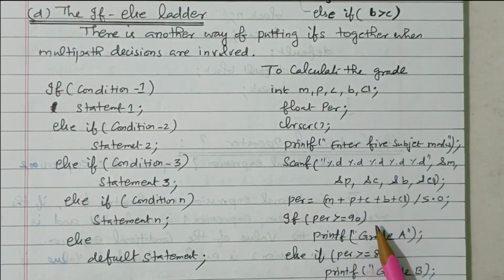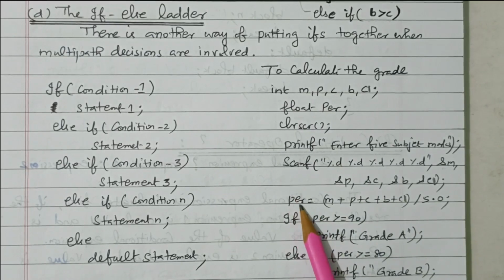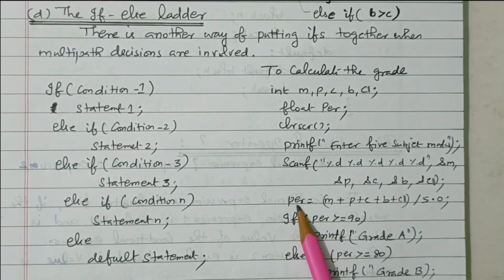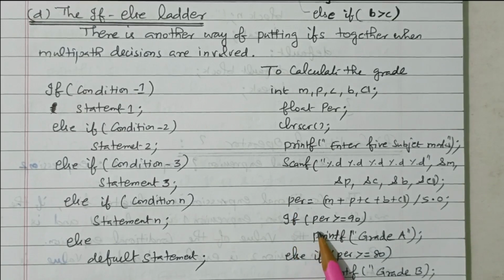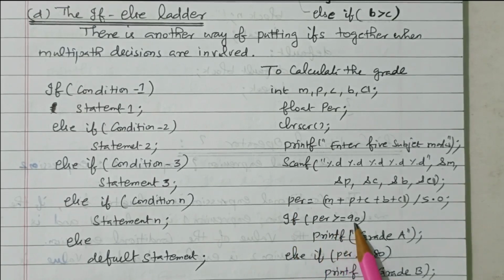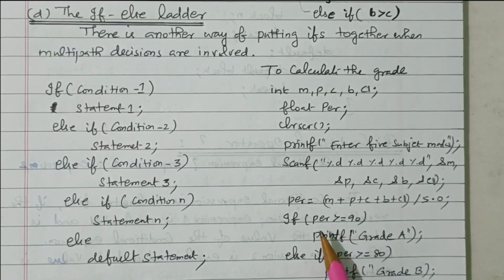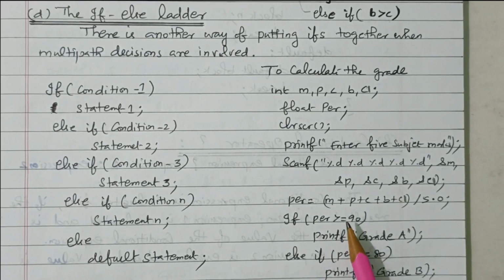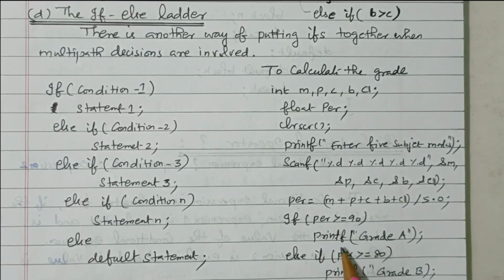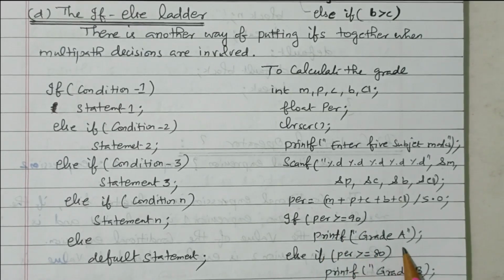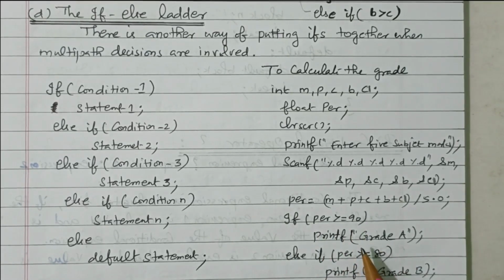So there are 6 grades available. The percentage of marks is stored in percentage, PER, right? If percentage is greater than or equal to 90, so 90 and above, 90, 91, 92 up to 100, right? In this case, 90 and above means we can print grade A, right? 90 and above means grade A, right?